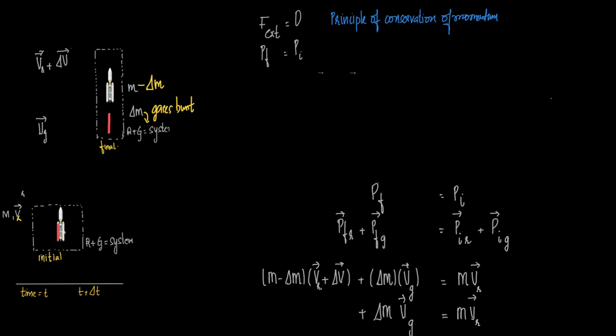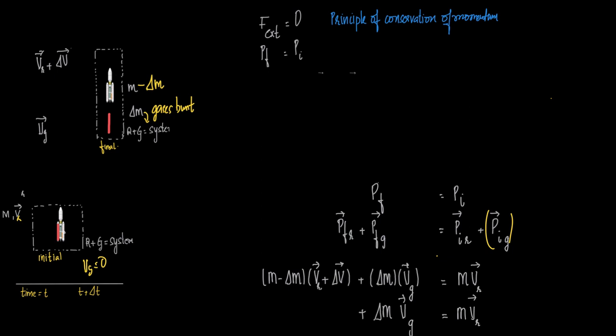In the initial condition, the rocket will have m and vr. The gas will have zero velocity, right? So here the velocity of gases is equal to 0. I've taken only the red one here, which means the red is still stationary, the velocity is 0, therefore this term will become 0.